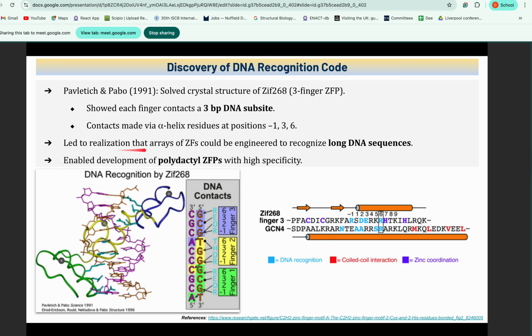Okay, so it led to the realization that arrays of zinc fingers could be engineered to recognize long DNA sequences, which enabled the development of polydactyl zinc finger proteins with high specificity. In this case, there are only three fingers, but we can also engineer them. We can join multiple fingers. In that way, we can bind our protein to a long stretch of DNA. So after this study, it has been observed that we can design those as well.